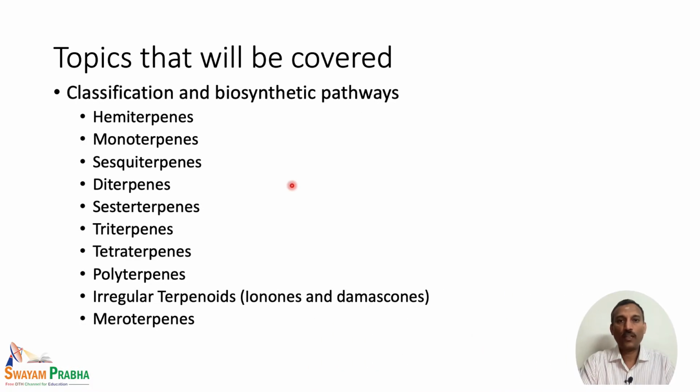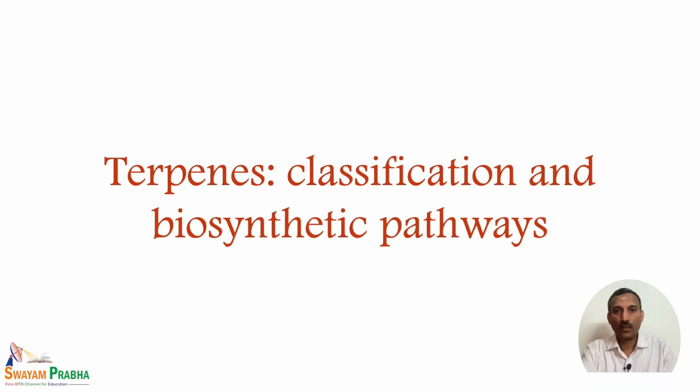Let us look at the various topics that will be covered in this session. We are going to study about the classification and biosynthetic pathways. In the classifications, we are going to study about hemiterpenes, monoterpenes, sesquiterpenes, diterpenes, sesterterpenes, triterpenes, tetraterpenes, polyterpenes. We are going to study about the biosynthetic pathways also for the formation of all these different terpenes. We also will be studying about irregular terpenoids and monoterpenes. In this session, we are going to study about terpenes, classification and biosynthetic pathways.